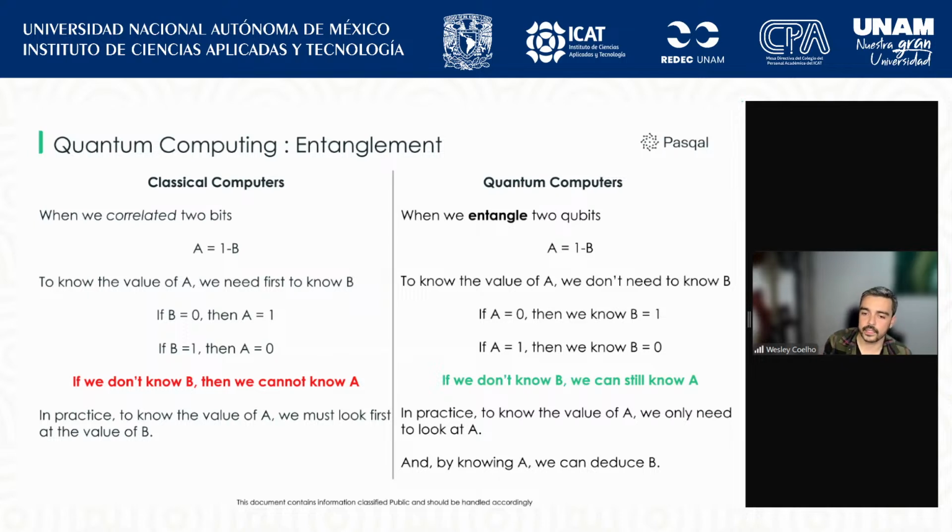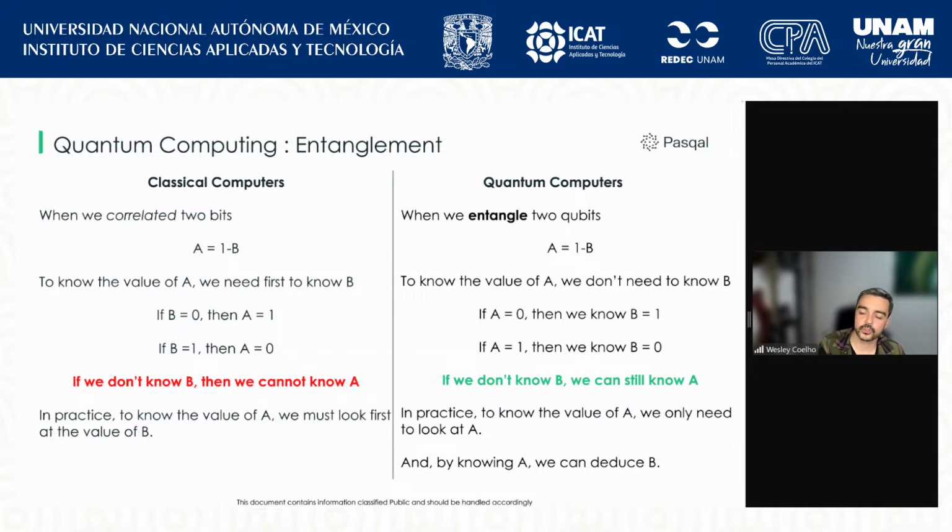So to calculate a in the classical world, what you have to do is look at the memory slot that is holding the variable b, see what is written there, and then calculate a. You cannot calculate a without knowing b. That's the classical computer when you correlate two bits. On the quantum computer, on the other hand, it's a little bit different. When you say that A is equal to 1 minus B, you don't need to know B to know A. That's the weird part.